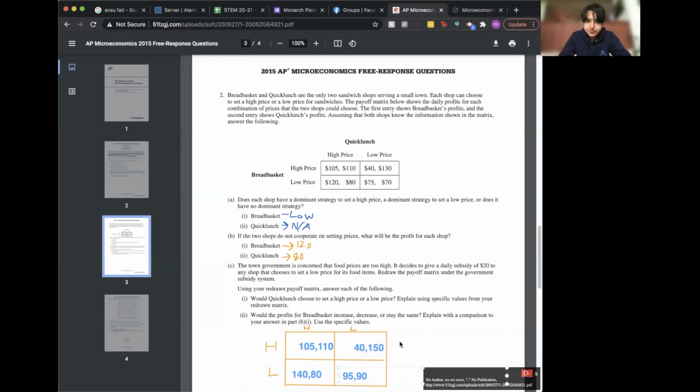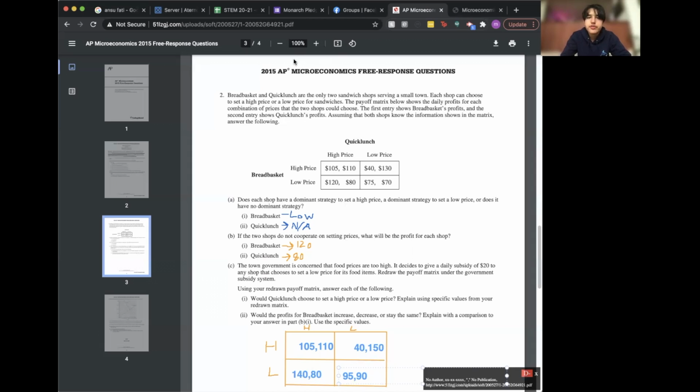So for Quick Lunch, assuming that Breadbasket still goes low, Quick Lunch would also want to go low in this scenario. For this situation, Breadbasket still has a dominant strategy to go low, because 140 is greater than 105, and 95 is greater than 40. Whereas before, Quick Lunch would have wanted to go high, because they'd have earned 80 instead of 70.